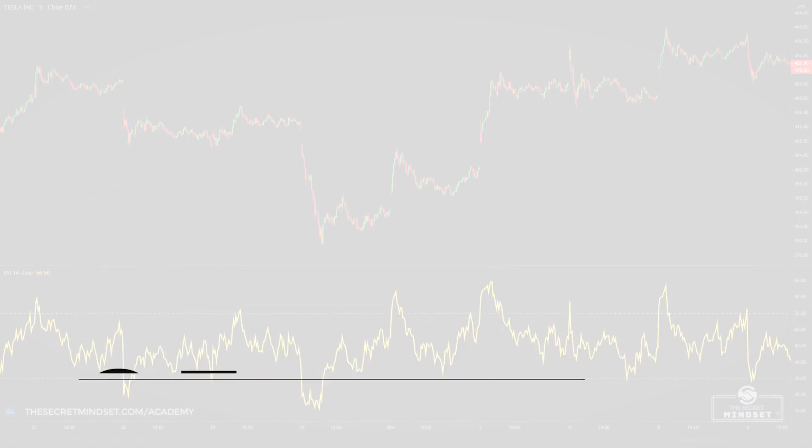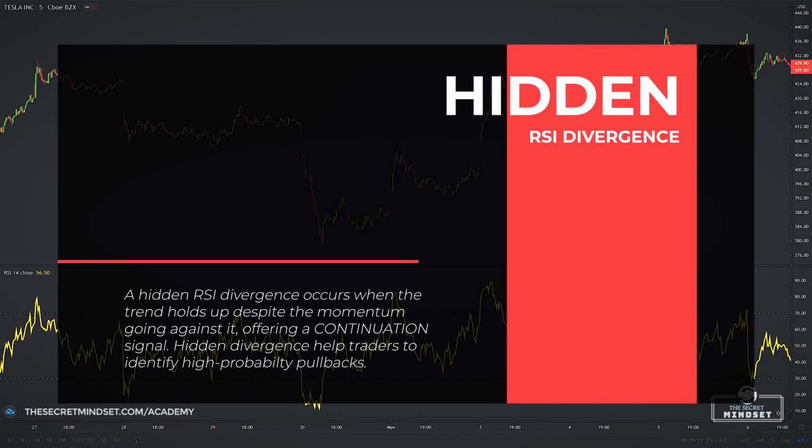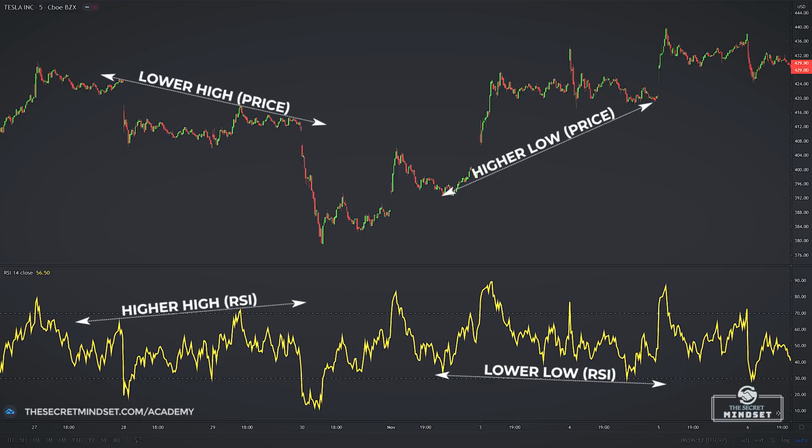Number 5. Use RSI hidden divergences to identify high probability pullbacks. A hidden divergence on the RSI occurs when the trend holds up despite the momentum going against it, offering a continuation signal. Hidden divergences can help you to identify pullbacks that have a high probability of working out. In an uptrend, there is a hidden divergence when the market is making higher lows, but the RSI indicator is making a lower low. And in a downtrend, there is a hidden divergence when the market is making a lower high, but the RSI indicator is making a higher high.